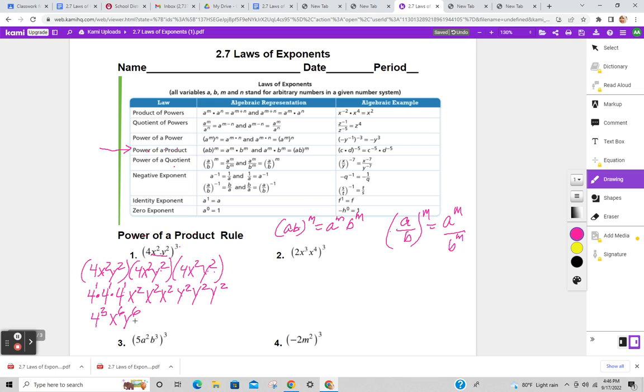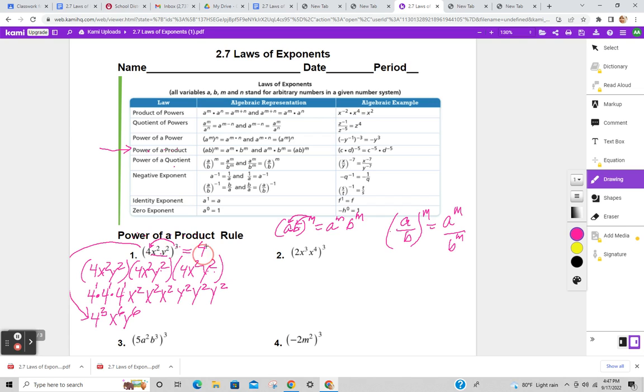However, if I had used the power of a product rule, I would have gotten the answer much faster. So I could go from here to here. I could get the answer much faster if I use the power of a product rule, which is this. This rule says if you have a product raised to some power m, distribute that power to each factor in that product. So that's what we're going to do. We're going to take this exponent here and distribute it to each factor in this product.